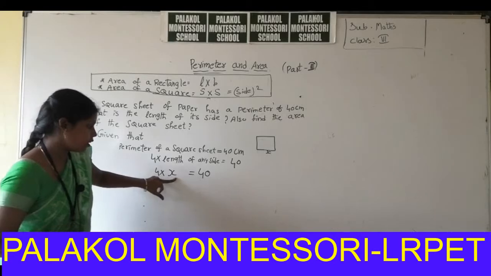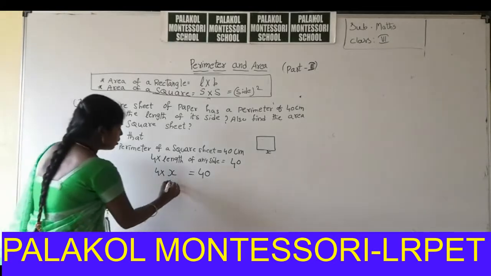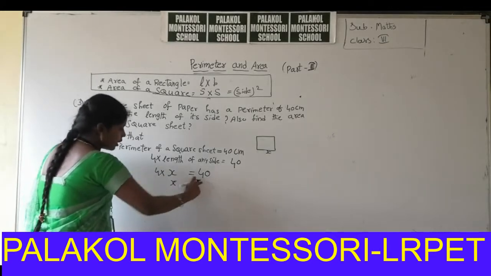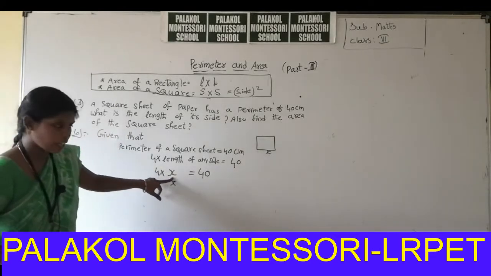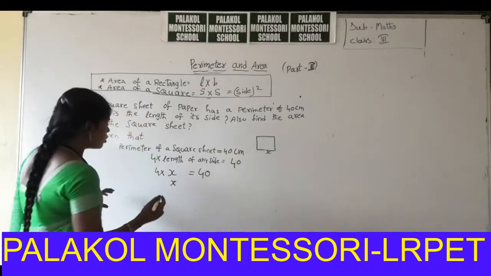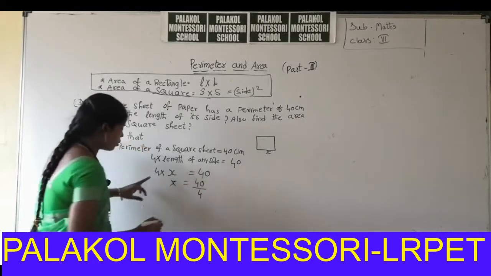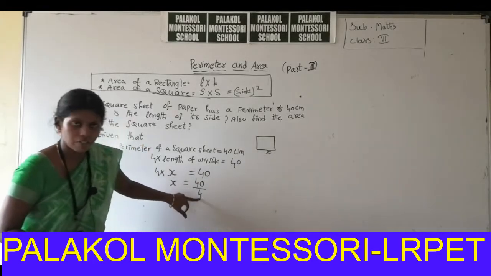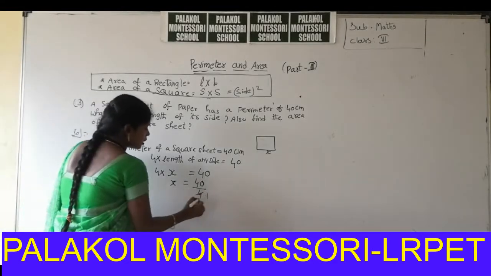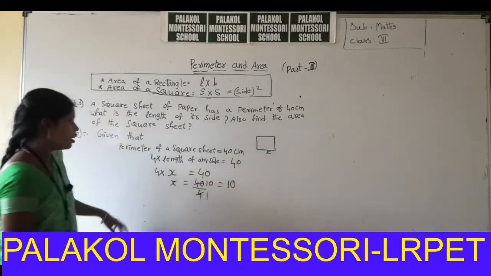So, first we can find the length of the side. That is nothing but we can find x. This 4 is multiplied with x, so this 4 comes to this side and it becomes division. So, x is equal to 40 divided by 4. How many times does it cancel? This is 1 time and this is 10. So, x is equal to 10.